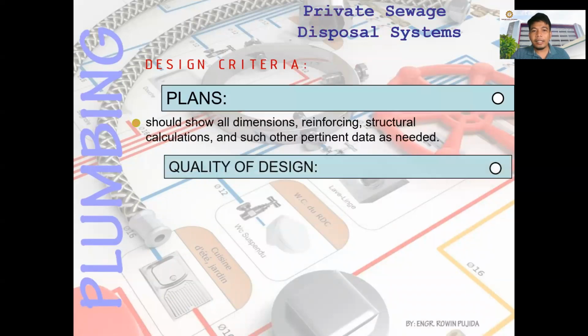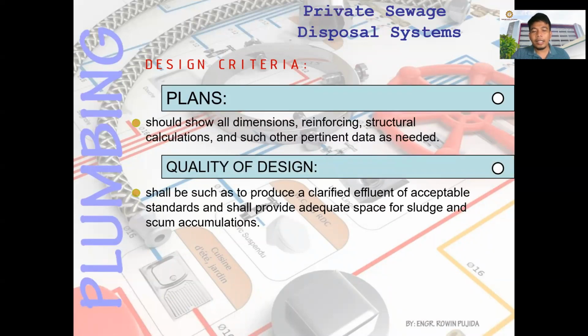For the design criteria for the sewage disposal, the plans should show all dimensions and reinforcing, structural calculation, and such other pertinent data as needed. In a commercial building, you are required to provide structural calculations, or at least a calculation of the pipes to be used in your drainage system and sewage system.